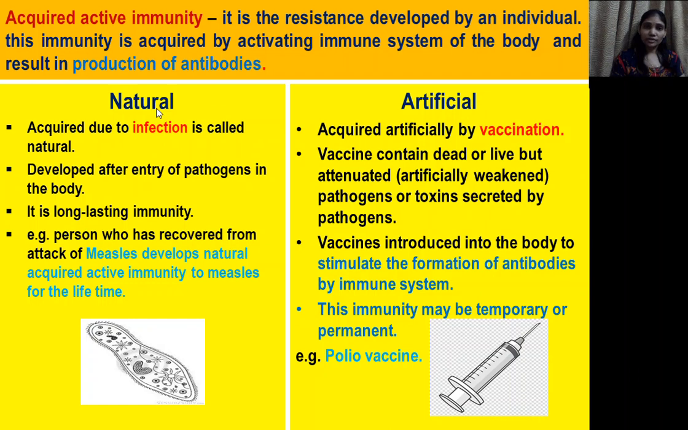So how does a natural infection happen? Any infection, like the Paramecium shown here. In the same way, when more of the pathogens enter into our body, our body naturally produces the antibodies. This is the natural active immunity.